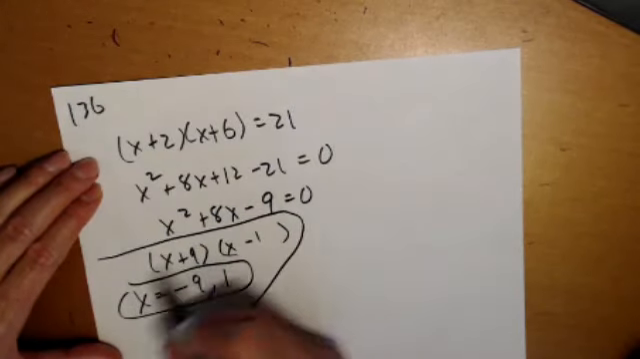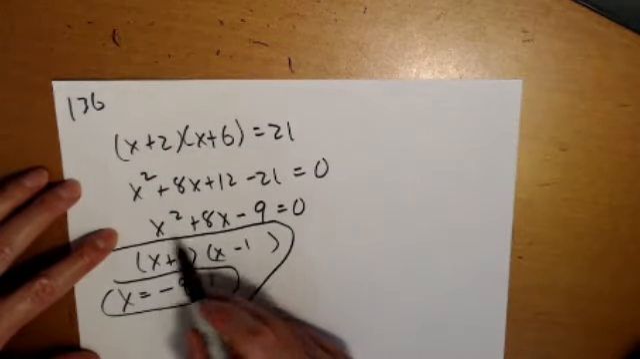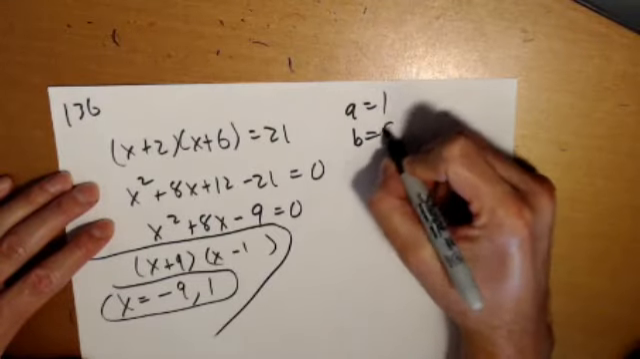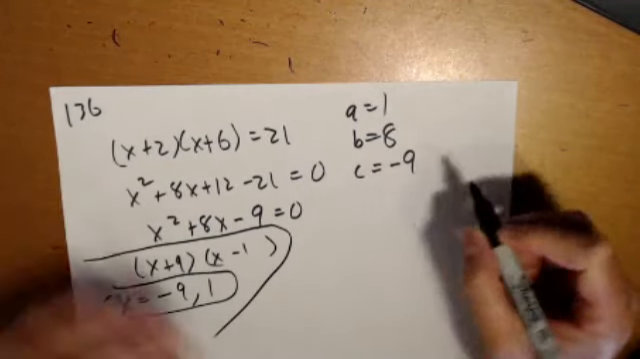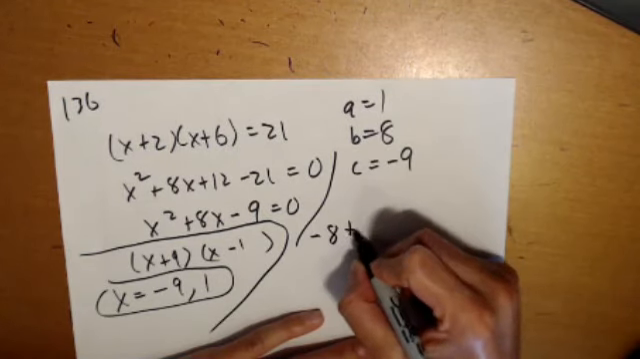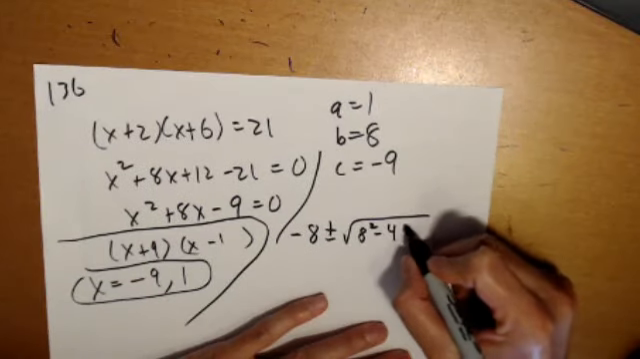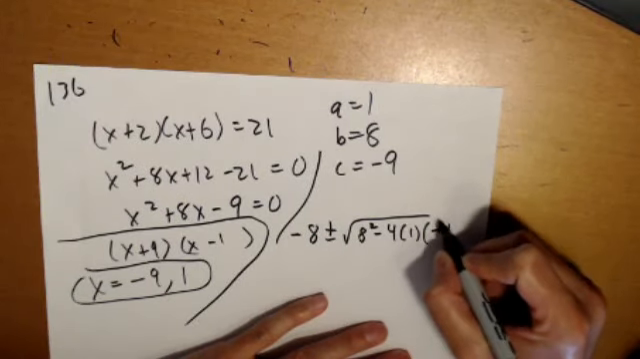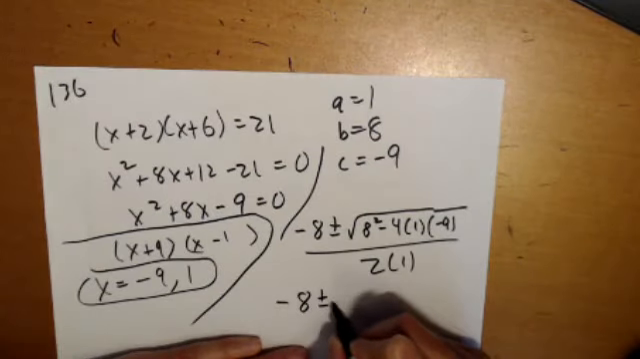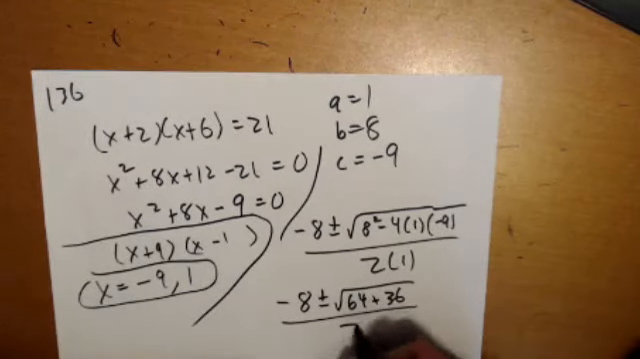Or, let's say you don't even want to think. You just like being a robot. You say, oh, I got it down into ax squared plus bx plus c. So a is 1, b is 8, c is negative 9. Okay, quadratic formula. Negative b plus or minus square root b squared minus 4 times a times c all over 2a. Negative 8 plus or minus the square root of 64 plus 36 all over 2.